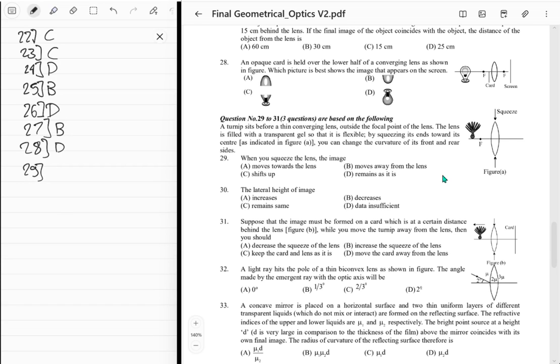So we know as we squeeze this, its curvature increases, so its power increases and its focal length will decrease. So it's going to become more and more converging. So it will form a nearer image, I guess. 1 upon V is equal to 1 upon U plus 1 upon F. As your focal length decreases, your 1 upon F is going to increase. And assuming V is positive, which I think it is, since it's not virtual, as your 1 upon F increases, your 1 upon V increases in magnitude. So your V decreases. That just means it's moving towards the center. So the image will move towards the lens.